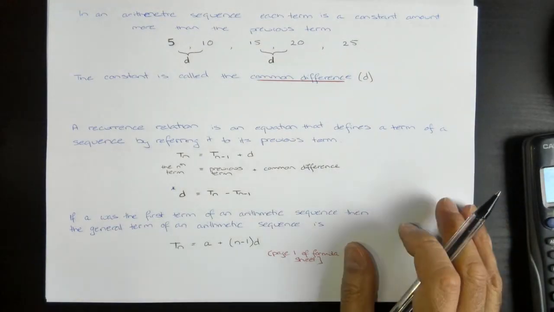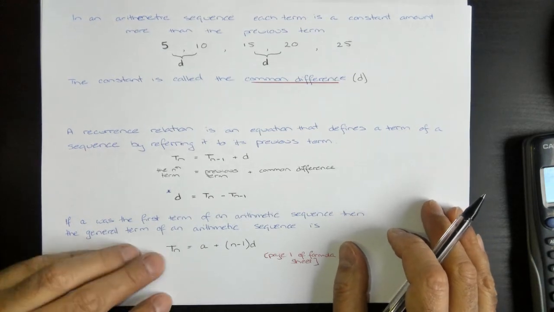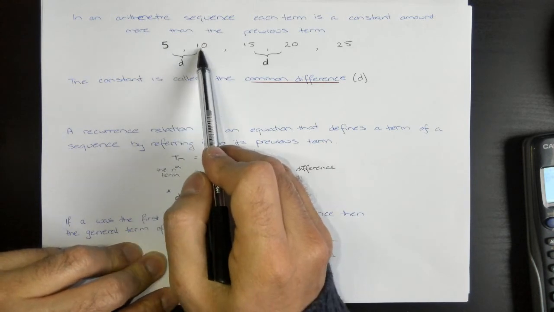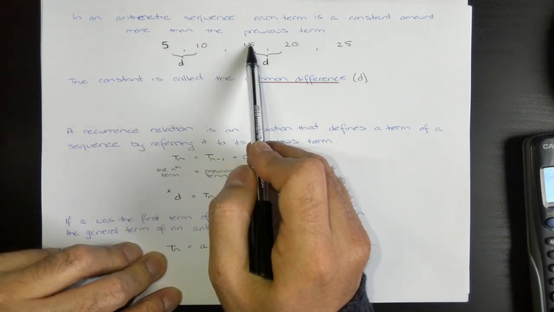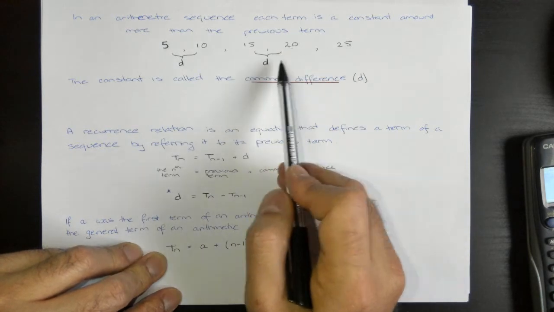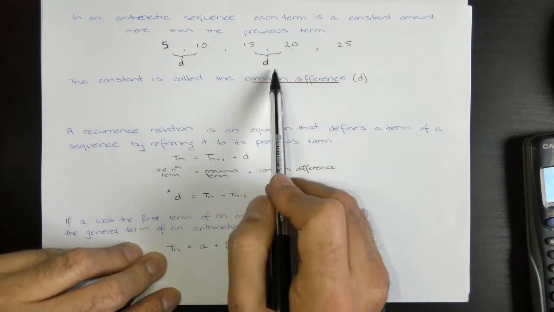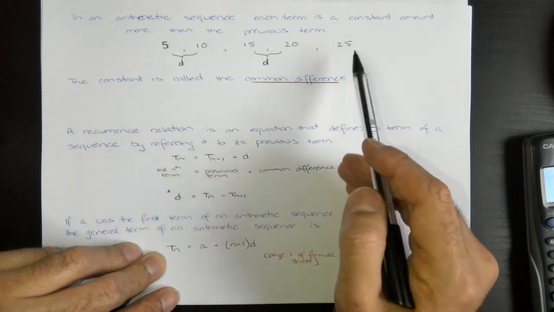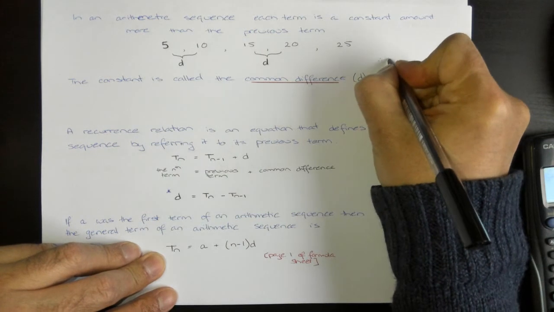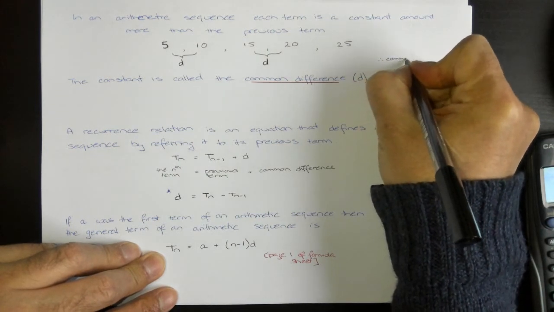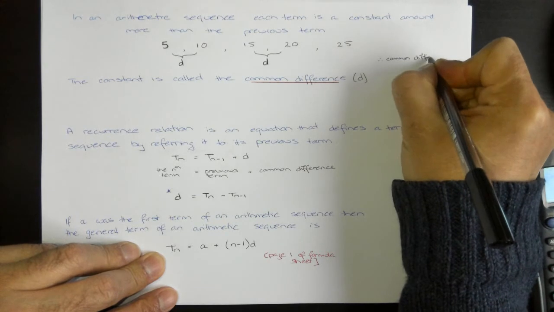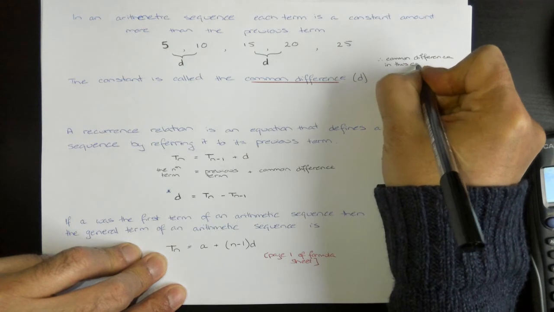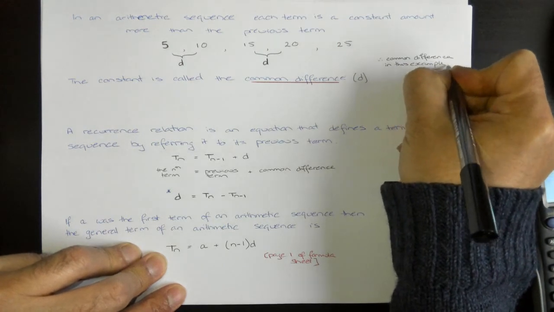In an arithmetic sequence, each term is a constant amount more than the previous term. So 5 plus 5 equals 10, 10 plus 5 equals 15, 15 plus 5 equals 20, 20 plus 5 equals 25. The difference, which we represent by the letter D, is called the common difference, and in this example, the common difference is 5.